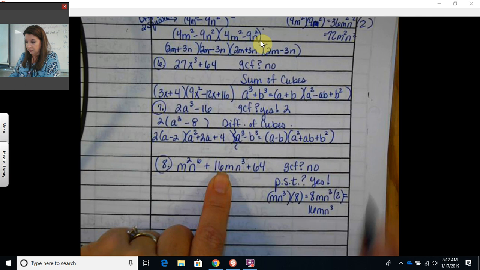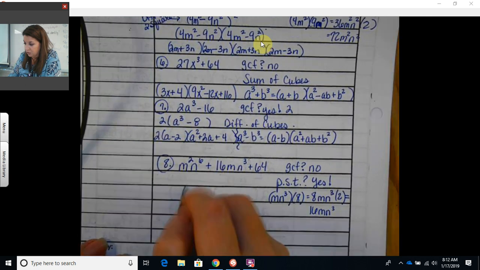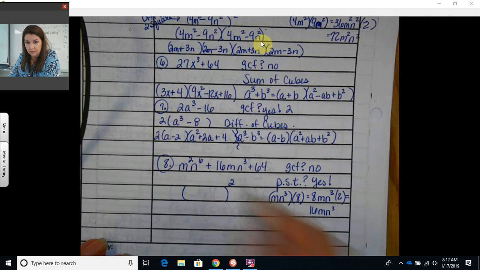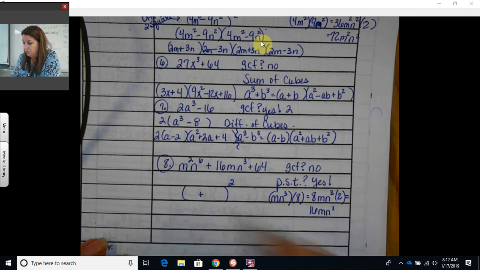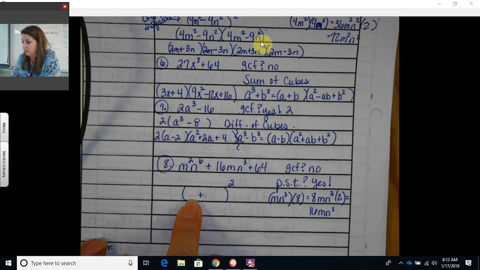Okay, so we make one set of parentheses and square it. The sign is whatever the sign of the middle term is, so plus. The square root of the first term is my first term in the parentheses. So we already said the square root is mn cubed. The square root of the last term is my last term.